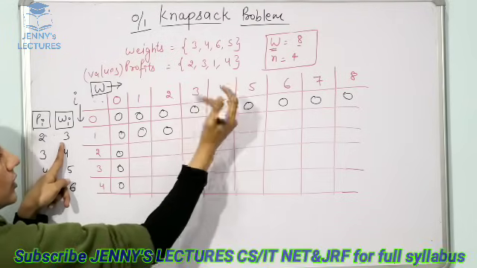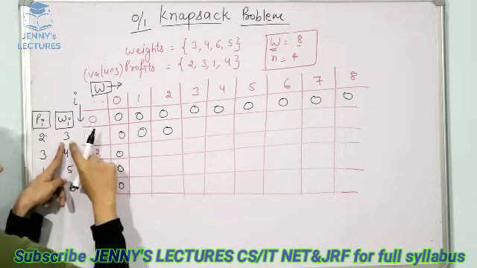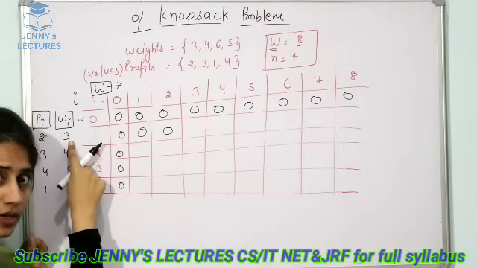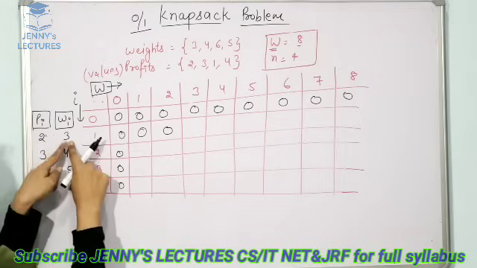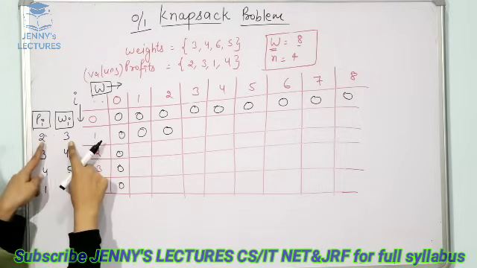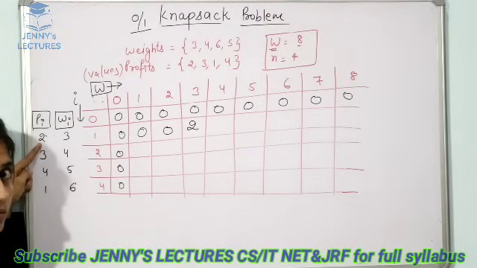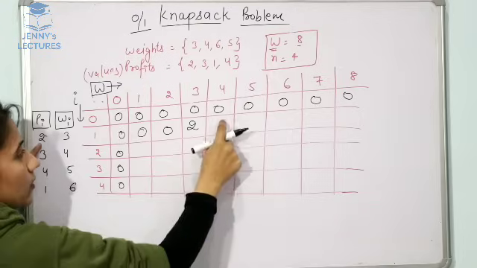Now at 3, you have a bag of capacity 3 and the weight of that item is also 3. You can pick this item. Obviously we can keep this item here. If you pick this item, the profit would be 2. Then here you will write 2.